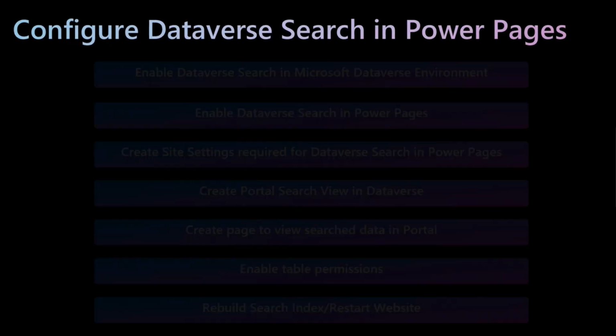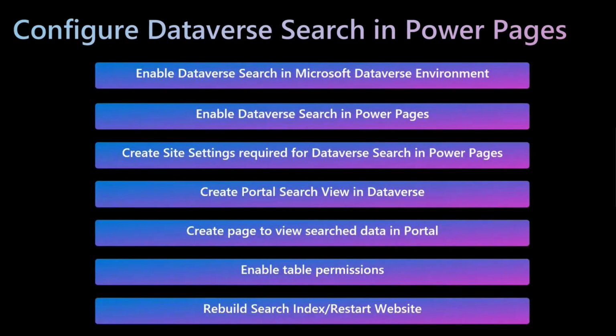So what are the steps that you need to perform in order to enable the Dataverse search in the Power Pages? First of all, from top to bottom, you have to enable the Dataverse search in the Microsoft Dataverse environment. Since we are enabling the Dataverse search feature on the Power Pages, we have to first enable that feature in the Dataverse environment. All right. The second step is you have to enable the Dataverse search in the Power Pages by creating some site settings. And along with that, the third step, some of the site settings you also have to create in order to enable the Dataverse search for your custom table.